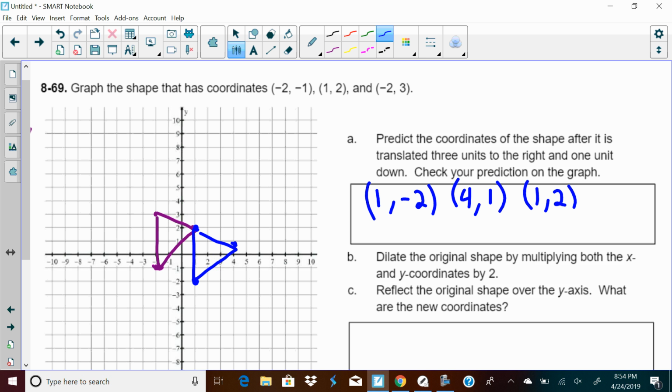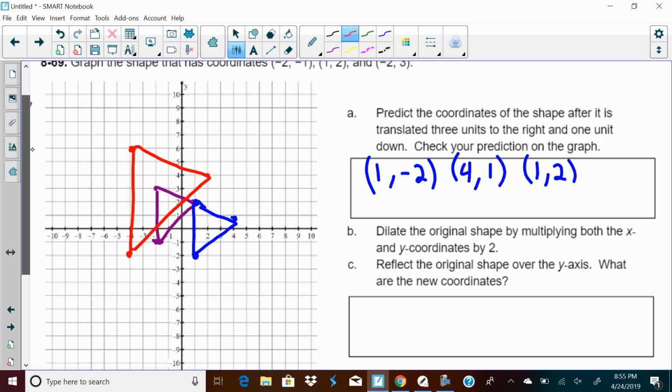Then it says dilate the original shape by multiplying the x and y coordinates by 2. So I have -2, 3. So that's going to become -6, I'm sorry, -4, 6. So -2, -1 is going to become -4, -2. And 1, 2 is going to become 2, 4. So my dilated shape should have looked like that.